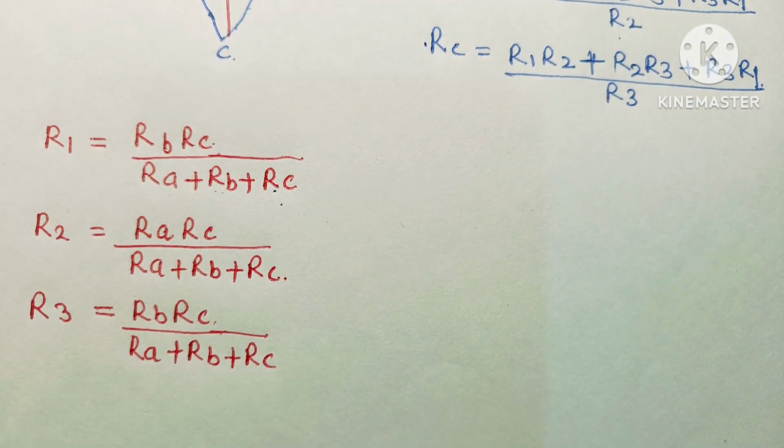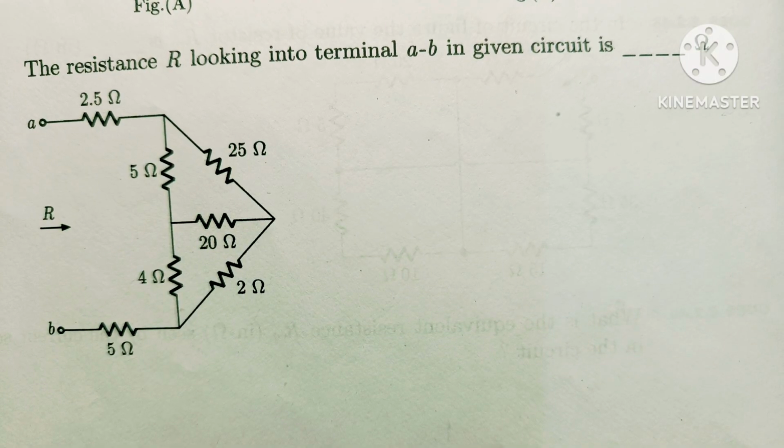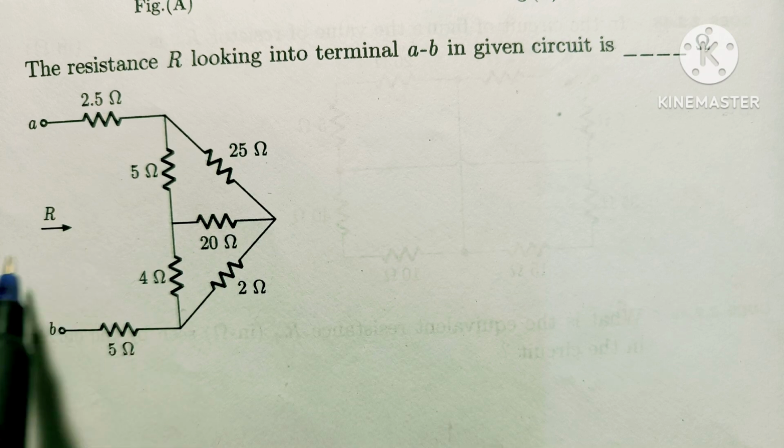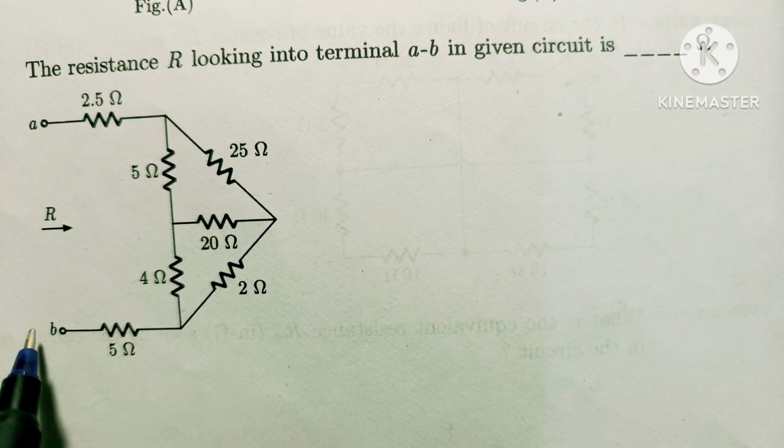So by using these formulas we can convert any circuit from delta to Y form, or from Y form to delta form. Let's see a question regarding this concept. Here in this question it is asked to find out the equivalent resistance across terminals A and B.